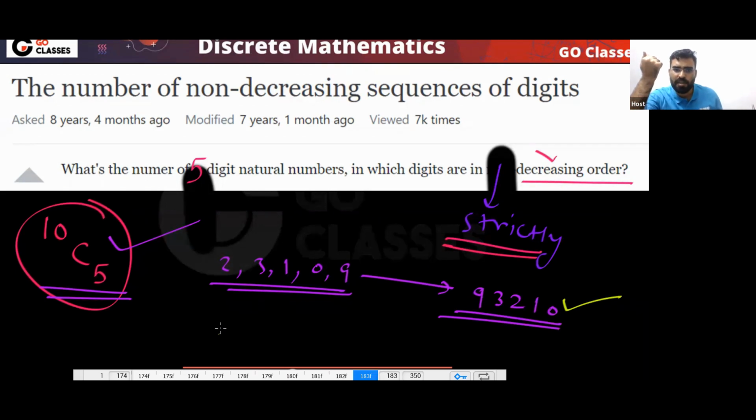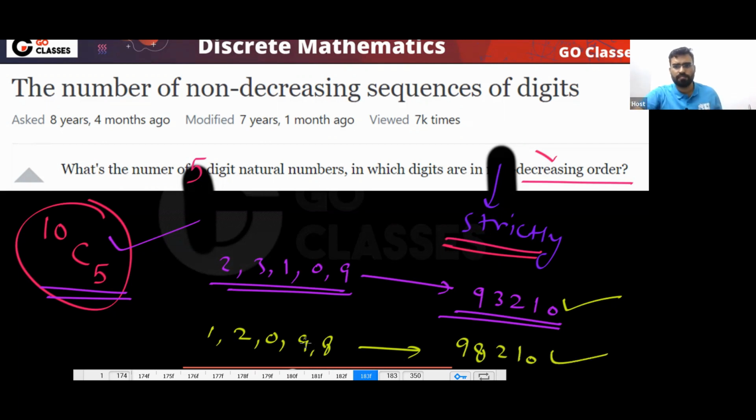So this is what happens. For example, if I select 1, 2, 0, 9, 8, these 5, then I will get this. Is this clear? All these small variations I am creating, are they clear?